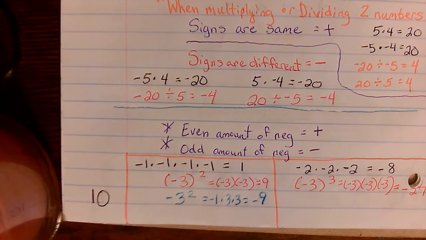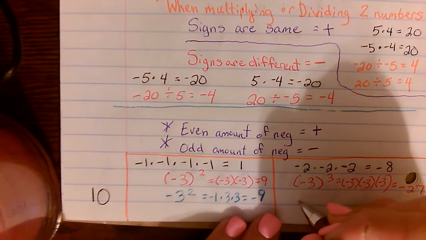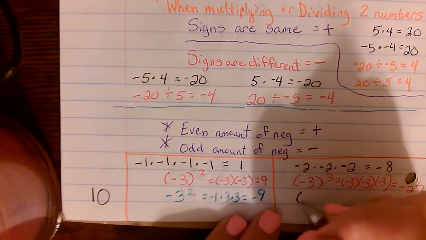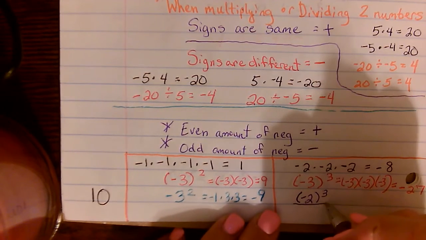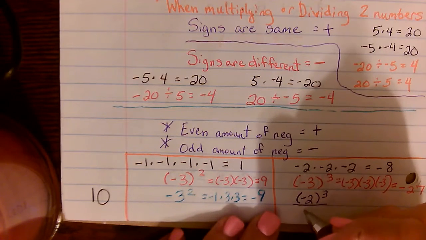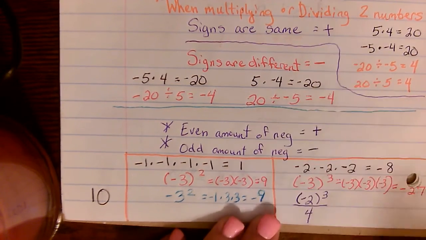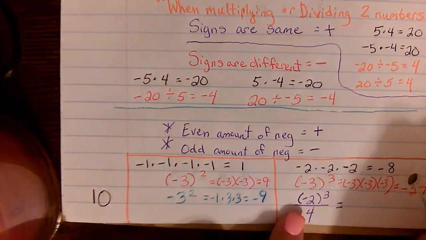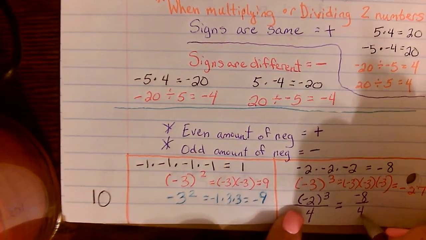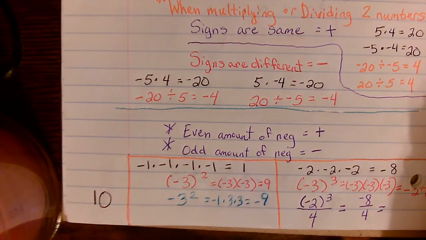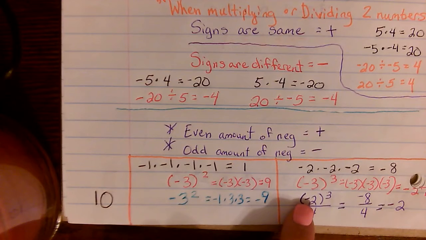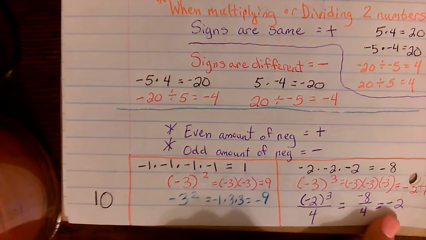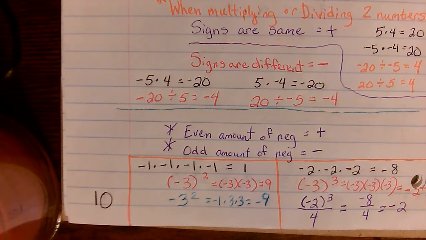Okay? Let's look at one with division and multiplication. Let's go with -2 to the 3rd power, fraction bar, 4. So -2 times -2 times -2 we saw was -8. -8 divide 4 equals -2. Now if you think about it, this means -2 times -2 times -2, that's an odd amount of negatives, and that's why you get a negative answer. Alright students, we're going to be moving on to the next part of the lesson.